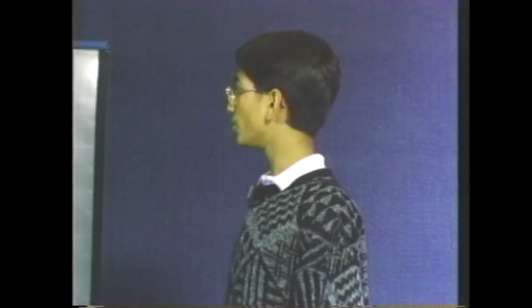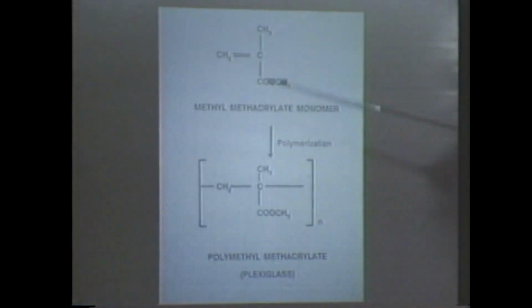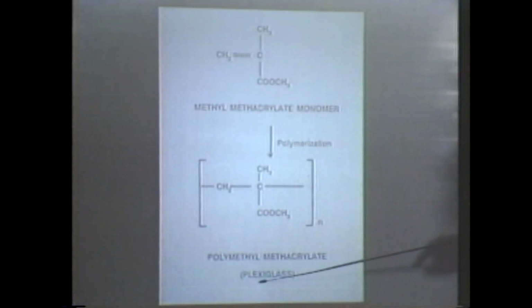Since static control by surfactant treatment could at best be fugitive, I next tried to chemically modify the surface of the plexiglass so that it could become permanently anti-static. To understand the reaction that I investigated, let's first look at the molecular structure of plexiglass, which is made by polymerizing methyl methacrylate into polymethyl methacrylate, or plexiglass.